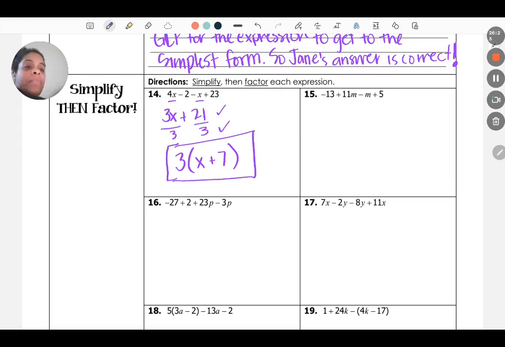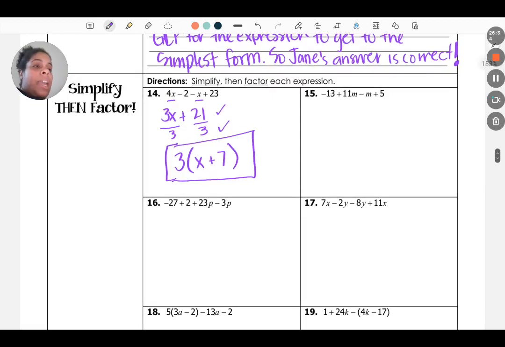Okay? All right, I'm not going to do the dividing step anymore. I want you to be able to do that on your own. All right, I'll do 15, and then I won't do it after that. Okay, here we go. We're going to start with the numbers because the m's are here. We have negative 13 and positive 5.